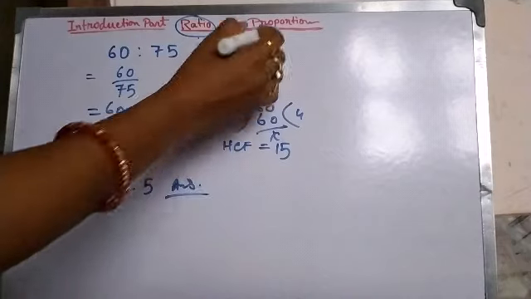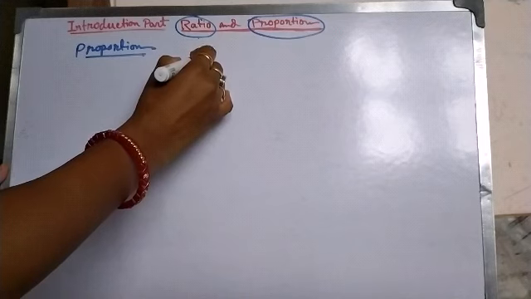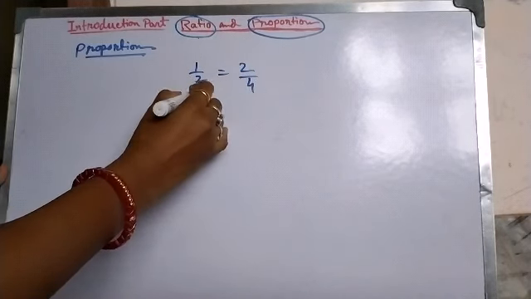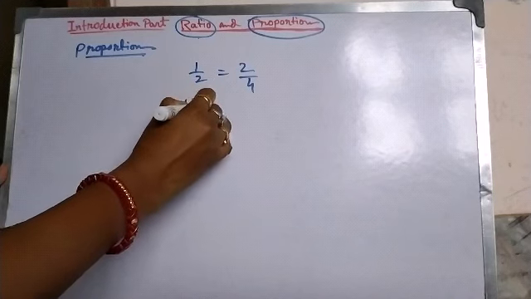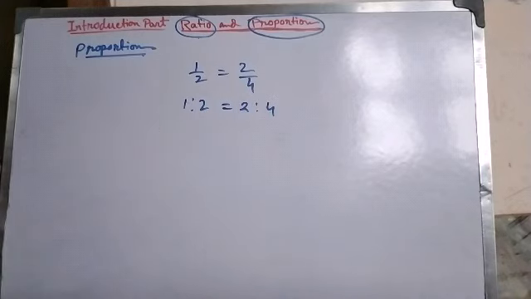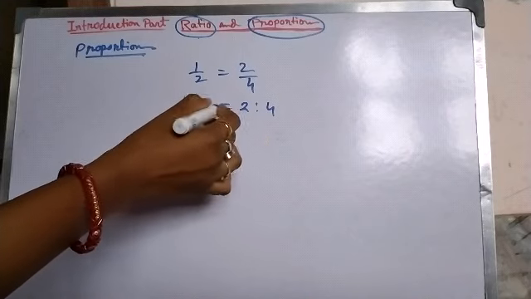Now we will discuss proportion. What will be the proportion? Proportion is nothing but when two ratios are equal. Suppose 1 by 2 equal to 2 by 4. These two ratios, these two fractions are equal, we know that. So when we convert it into ratio, 1 is to 2 equal to 2 is to 4. These two ratios are equal, then that is called proportion.